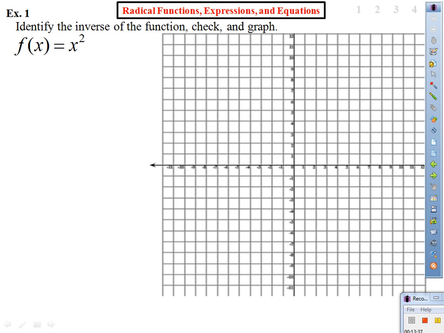Copy that on your Cornell notes. Example 1, identify the inverse of the function, check, and graph. And the function given is f of x equals x squared. We're going to do this one together on Cornell notes, and then from there we're going to go to the graph so we can see what they're trying to show us. Okay, let me zoom in.